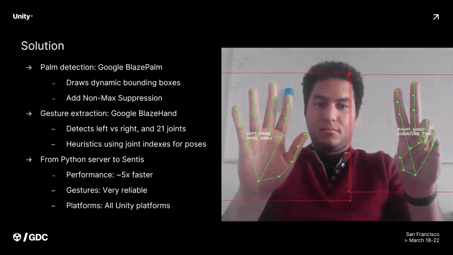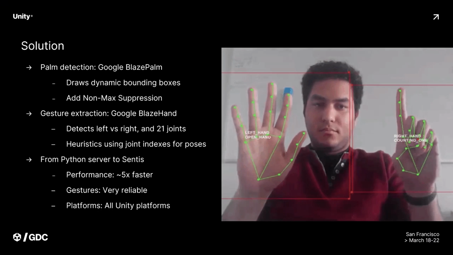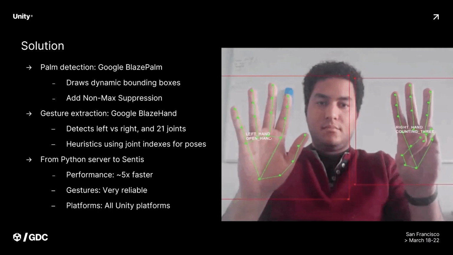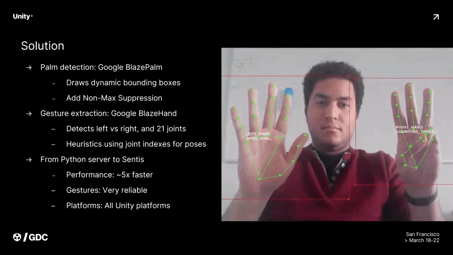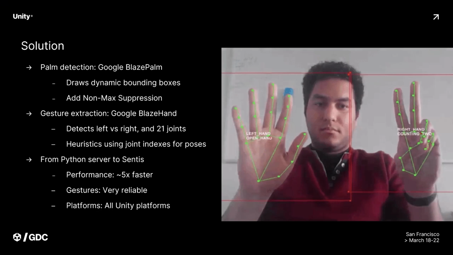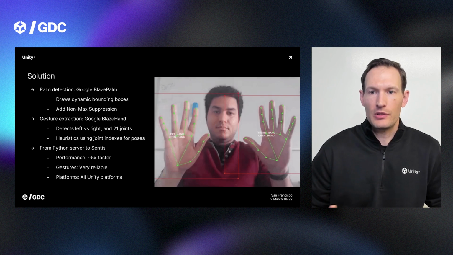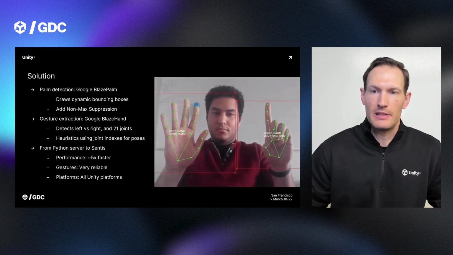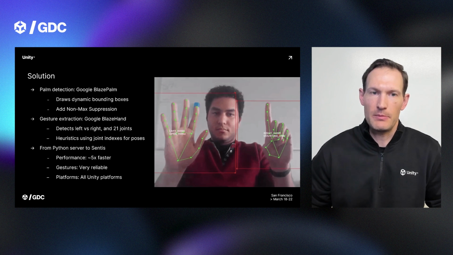So here he's using the Google MediaPipe suite of models, and the first one is called BlazePalm. So BlazePalm can detect your hands in the field of view and draw some dynamic bounding boxes and track them through the scene. So the model works pretty well, but unfortunately it's not really temporally consistent. So you need some post-processing to make it more stable and reliable.